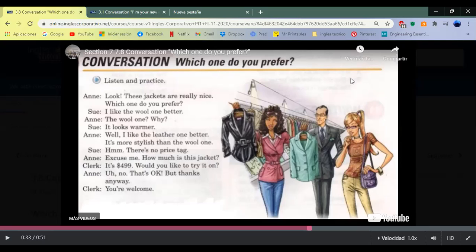Look, these jackets are really nice. Which one do you prefer? I like the wool one better. The wool one? Why? It looks warmer. Well, I like the leather one better. It's more stylish than the wool one. There's no price tag. Excuse me. How much is this jacket? It's $499. Would you like to try it on? No, that's okay, but thanks anyway. You're welcome. Okay, thank you.